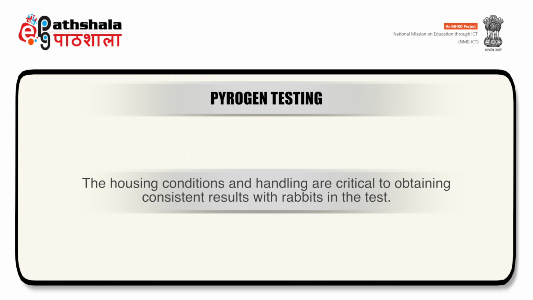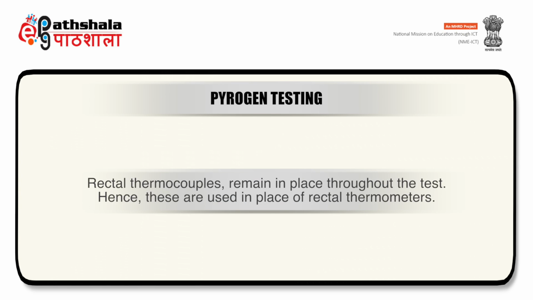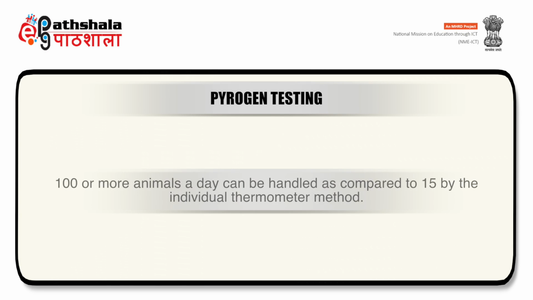Housing conditions and handling are critical to obtaining consistent results with rabbits in the test. Rectal thermocouples remain in place throughout the test, hence these are used in place of rectal thermometers. No rabbit handling for individual temperature readings is required. 100 or more animals a day can be handled as compared to 15 by the individual thermometer method.